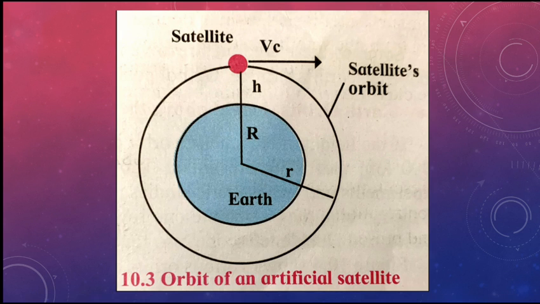VC stands for the critical velocity in the tangential direction. So the figure shows how, along the radius, when you have a tangent, the critical velocity keeps on moving and the satellite takes an orbit around the Earth.